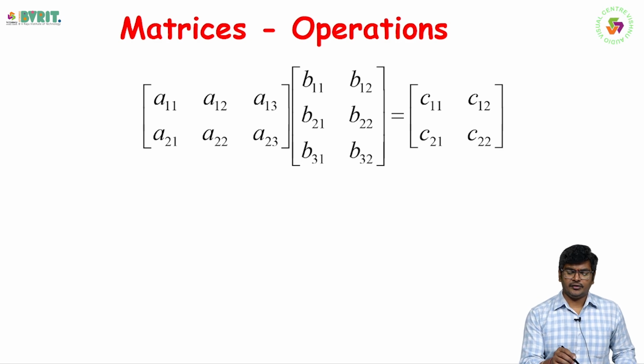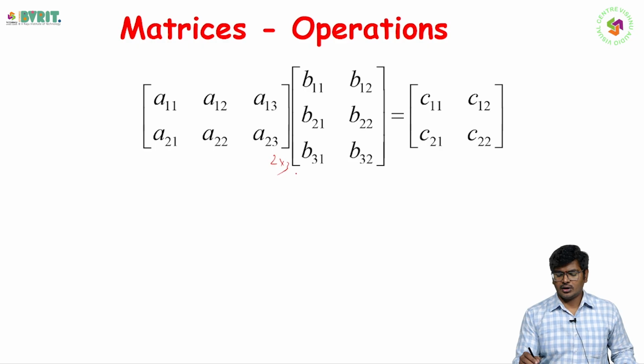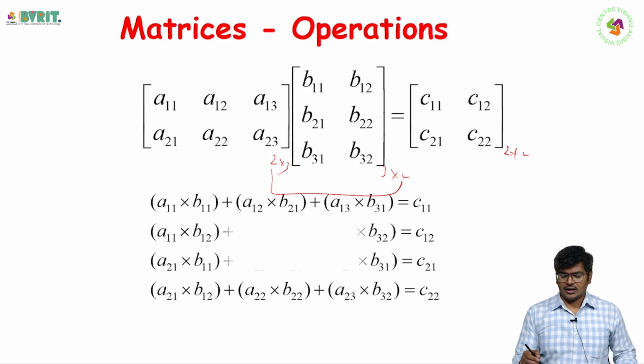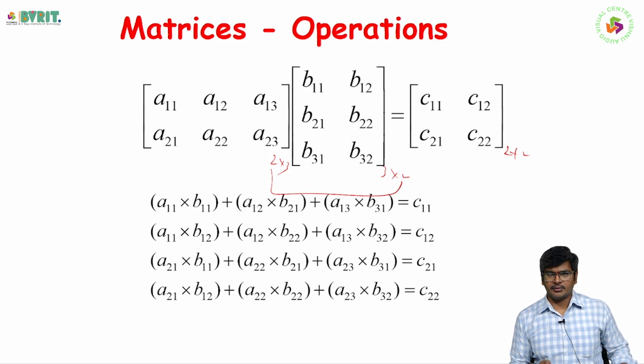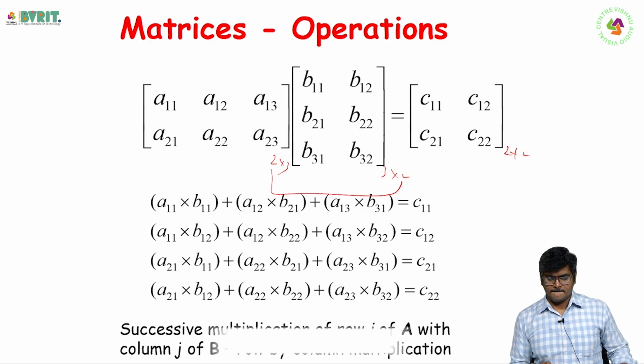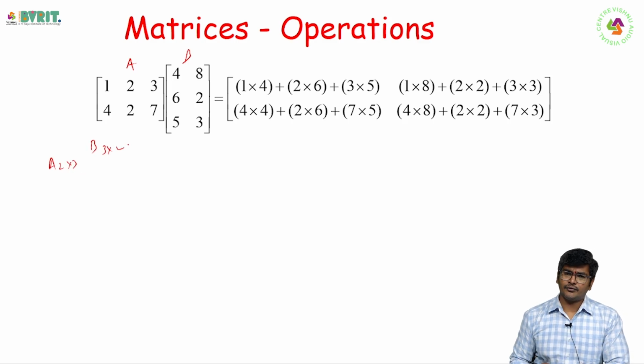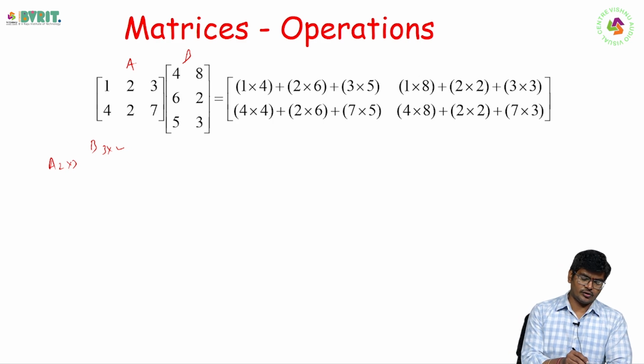Here observe that A11, A12, the order is 2 by 3, and the other order is 3 by 2. The result matrix is 2 by 2. This is the general form. I will explain again with an example. This is the A matrix, this is the B matrix. What is the order of A? 2 by 3. What is the order of B? 3 by 2. The number of columns of the first matrix equals the number of rows of the second matrix. Therefore 3 and 3, and the result matrix is 2 by 2.